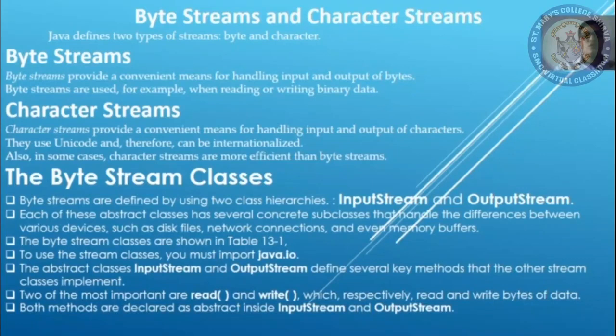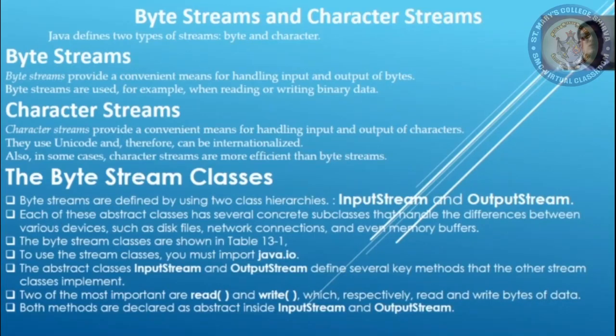First one is byte streams and another one is character streams. Let us see what we mean by byte streams and character streams. As we know, a stream means the flow of data, right? So here we are seeing how we flow our input data as well as output data by using these topics. Java defines two types of streams. They are byte streams and character streams.